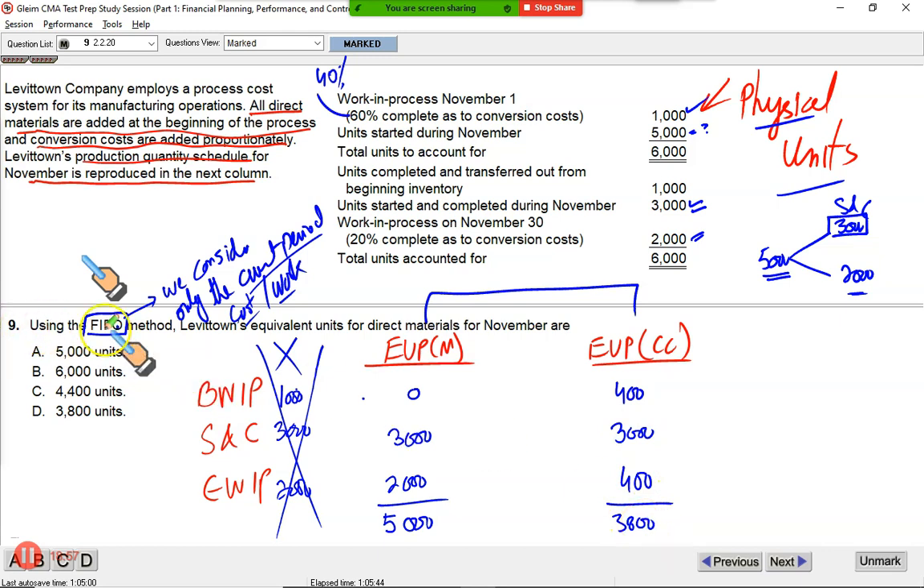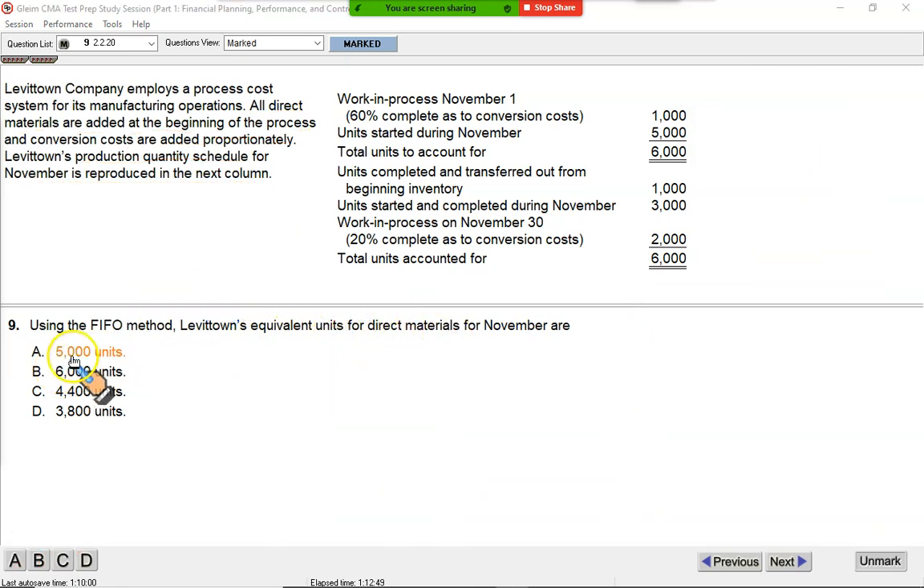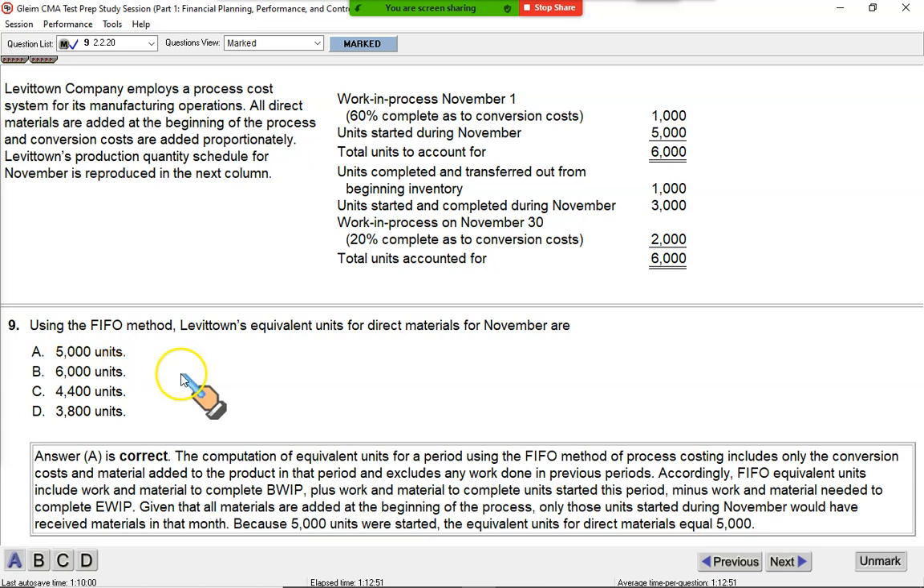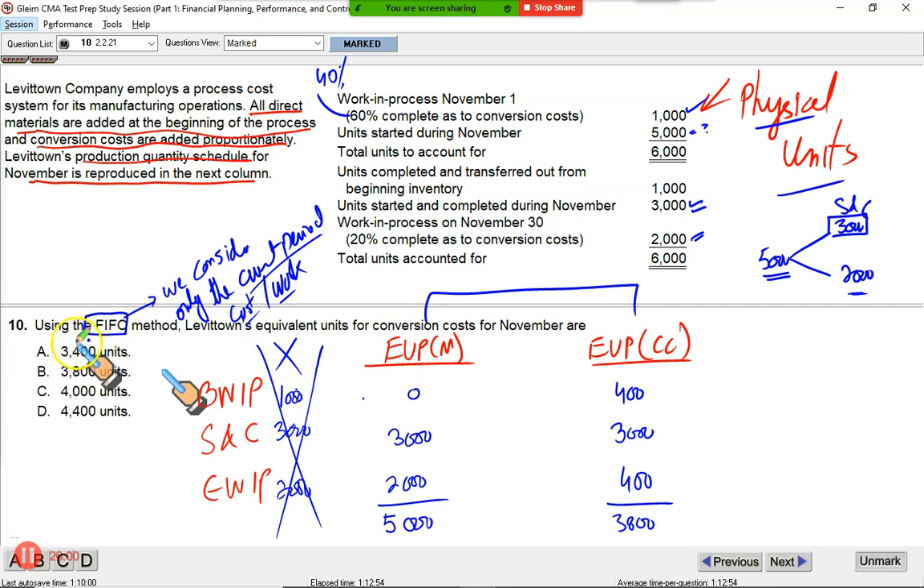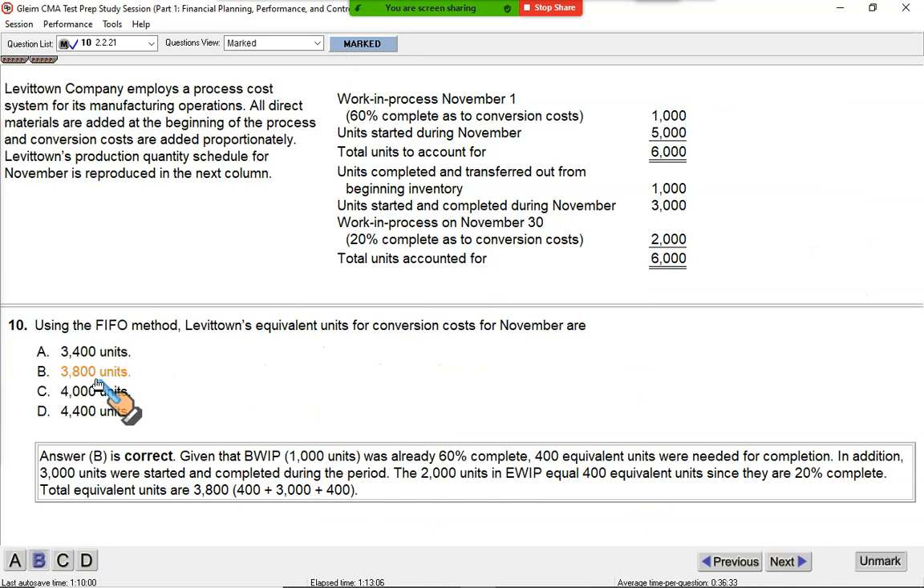So the question says using FIFO, equivalent units for direct material: 5,000. So if you click on 5,000, you get the right answer. Next question. We have already done it. It says under FIFO, Leviton's equivalent units for conversion cost for November. Equivalent units for conversion costs are 3,800. That gives you B to be the correct option.